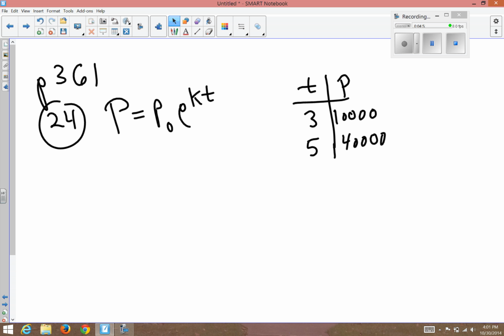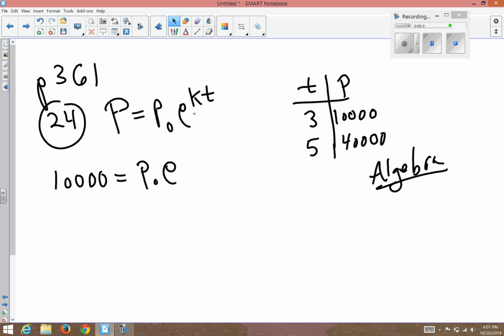So we're just going to do a lot of plugging in and solving. There's really no calculus here. It's algebra. The P can be replaced with either of these. I'll use the 10,000. The P sub 0 is unknown. We don't know the population at time 0. The k we don't know, but we do know that the population is 10,000 when t is 3. So there's two things we don't know in this equation. Now I'm going to replace the P with 40,000.